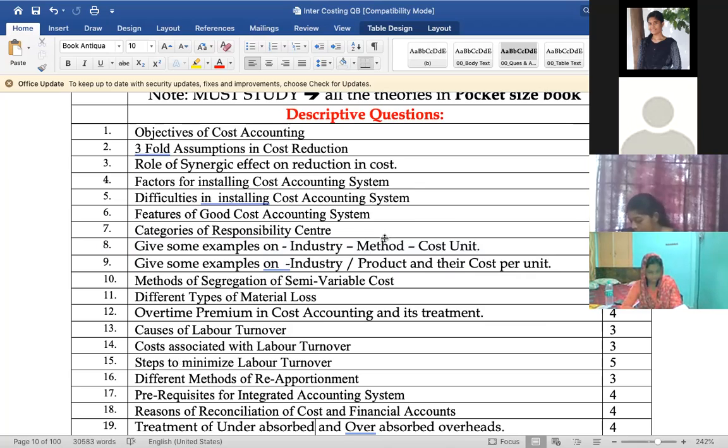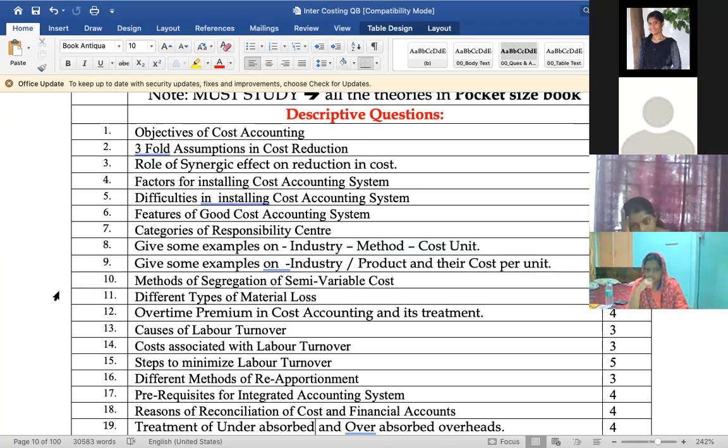Next, similar to that. Go to 11th, the 10th one. Methods of segregation of semi-variable cost. How many methods are there? 5 methods. What are they? Graphical method, analytical method, high point low point method, least-square method, comparison method. Okay, very good.